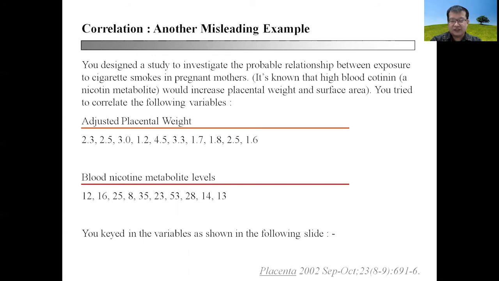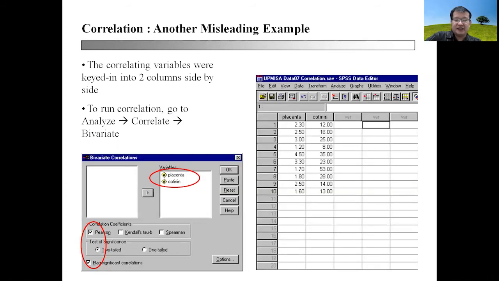This is actually part of our original study published in Placenta back in 2002 in collaboration with Hospital Kuala Lumpur and Faculty of Medicine and Health Sciences, University Putra Malaysia. So we have the adjusted placenta weight and the blood nicotine metabolite levels as indicated here. So based on this, we can actually key in the data as per what is being indicated on the pages here. So the correlating variables were keyed into two columns in a side-by-side format, allowing us to determine the relationship between placenta and cotinine. As you can see here, we chose to do bivariate correlation, and all the functions are as chosen and activated as per the screen.